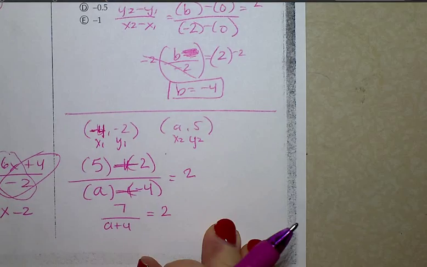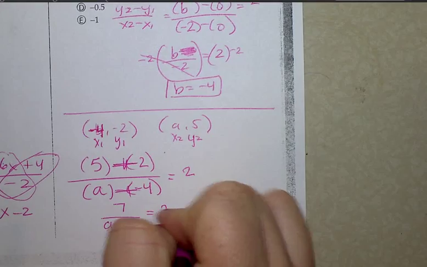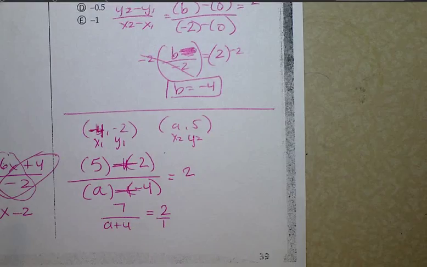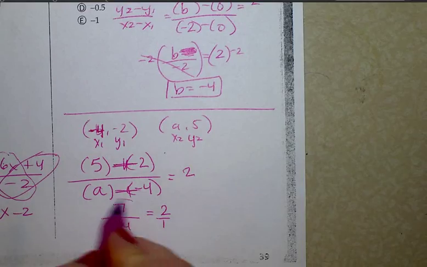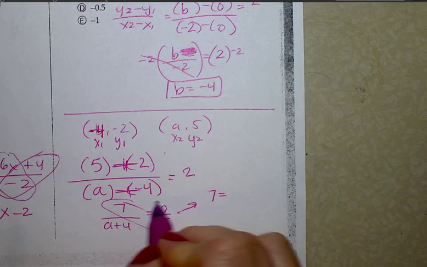Now there are multiple ways to solve this. I'm going to go back to something you learned in 7th grade. Please put a 1 on the bottom. Anybody have an idea what to do? Yes, go ahead, Blue Jay, what do you think? Cross multiply. 7 times 1 is 7, and 2 times a plus 4.